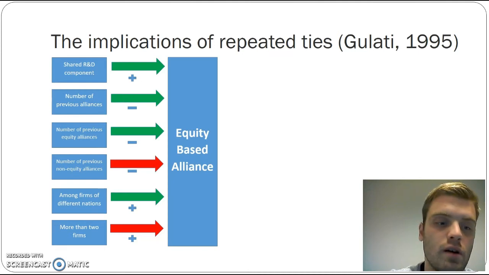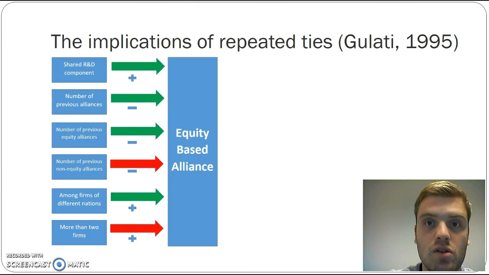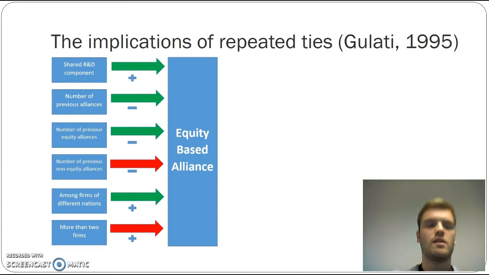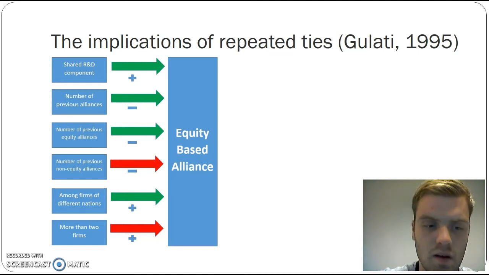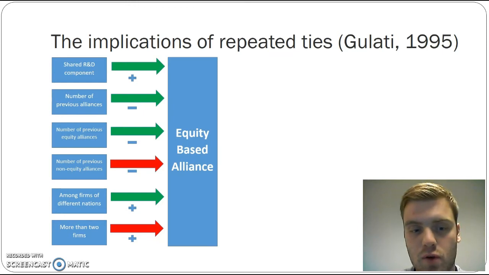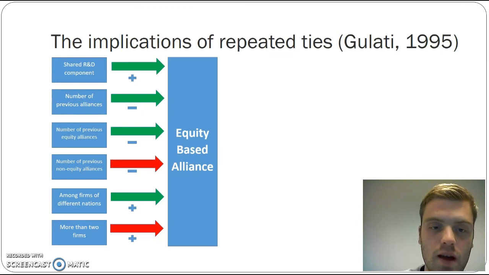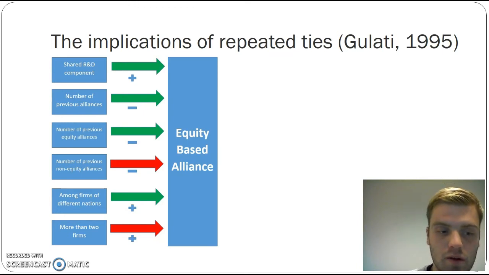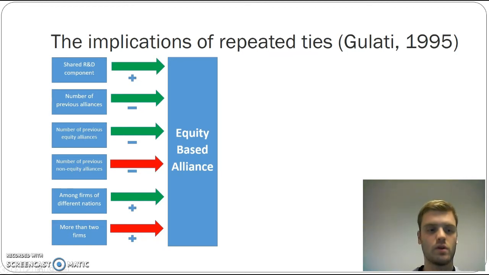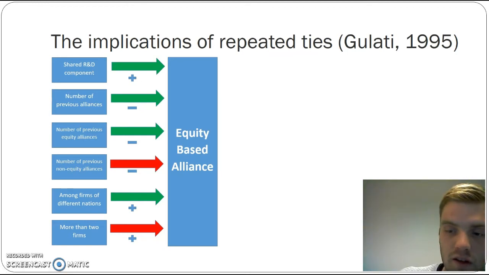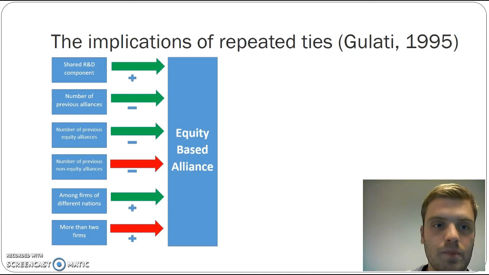So they're afraid of opportunistic behavior from the other party. And then the last hypothesis that they conducted is that they expected that firms in alliances with more than two firms would be dysfunctional, and therefore there would be a greater chance that they would create an equity-based alliance, but they could not find significant results for this hypothesis.